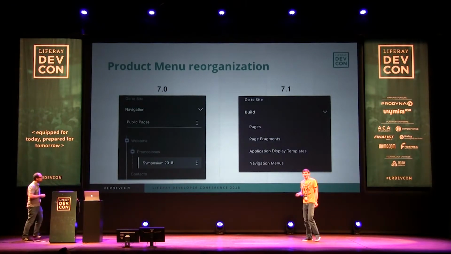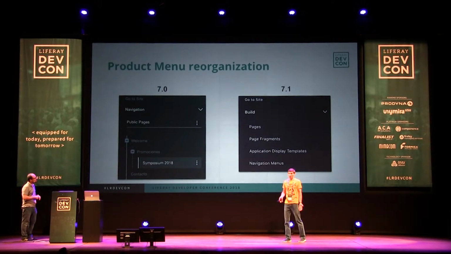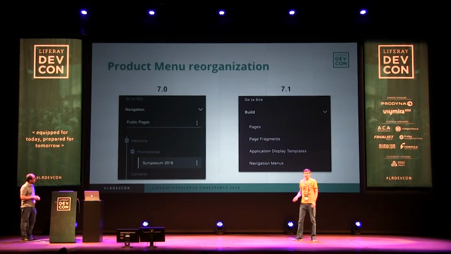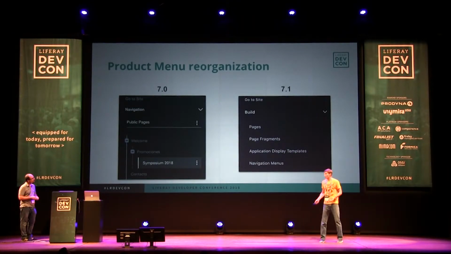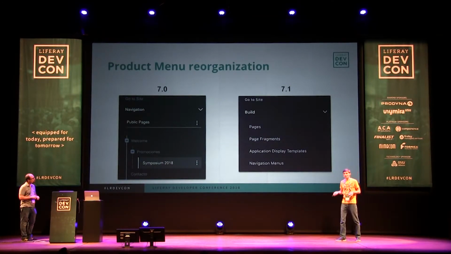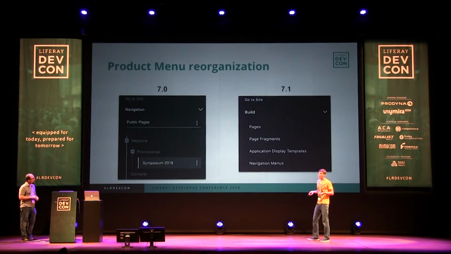In Liferay 7.1, we reorganized our product menu. Now we don't have the pages tree in our product menu. Instead, we have a pages administration application where we use a UX pattern called Miller columns. In our vision, this pattern allows you to manage the pages tree easily, especially when a site has a lot of pages.